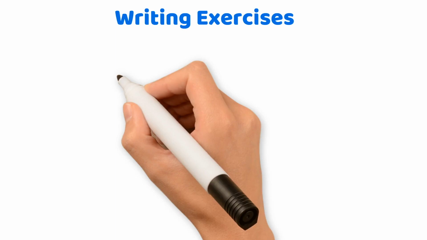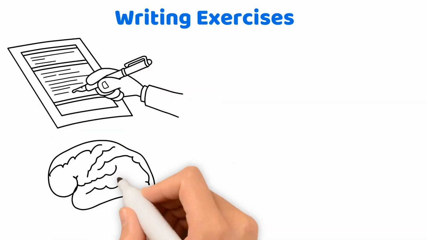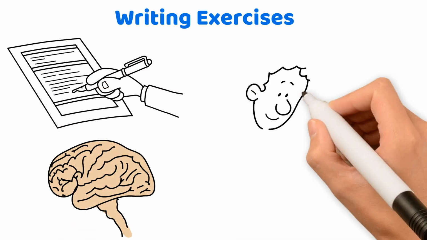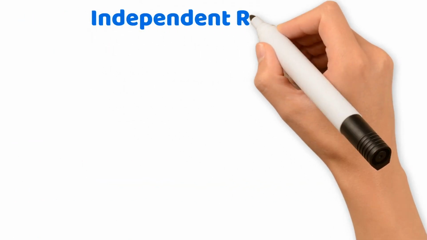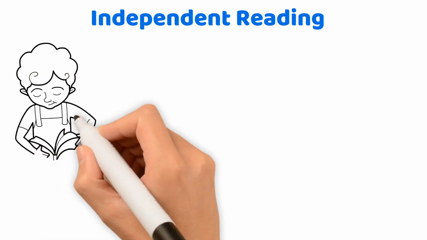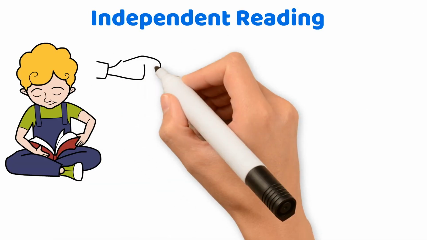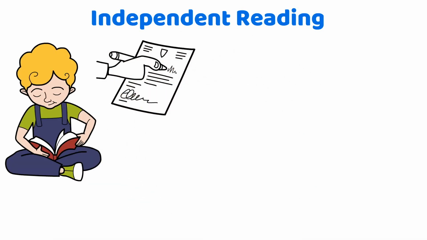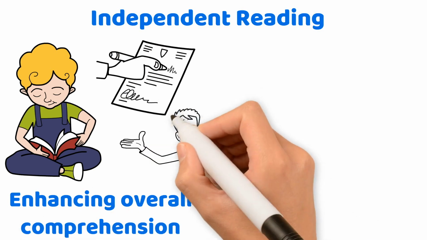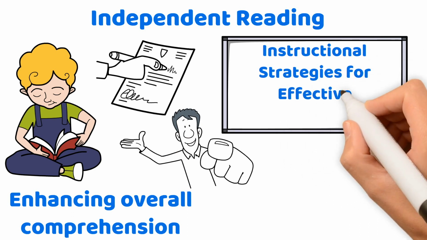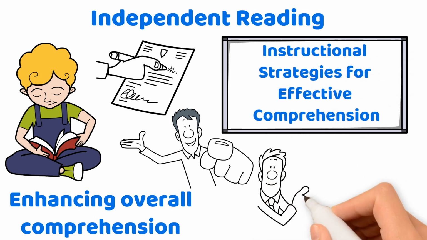Writing exercises. Activities such as writing summaries or creating outlines reinforce understanding by requiring students to process and organize information from the text. Independent reading. Encouraging regular independent reading expands vocabulary and builds familiarity with various writing styles and structures, enhancing overall comprehension. Make sure you have a firm grasp on instructional strategies for effective comprehension before, during, and after reading.